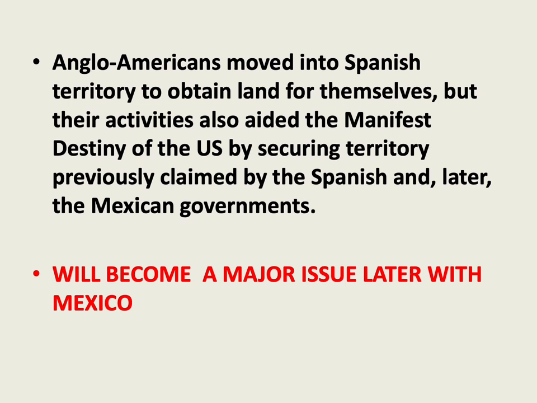So now Anglo-Americans were moving into Spanish territory, not only in Louisiana, but to Texas, to get land for themselves. But their activity also aided the U.S. as part of the general belief at the time in manifest destiny. And as the Americans moved in, they took land previously claimed by the Spanish and later the Mexicans.